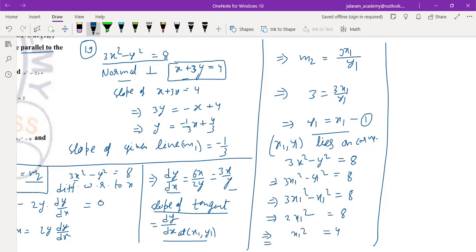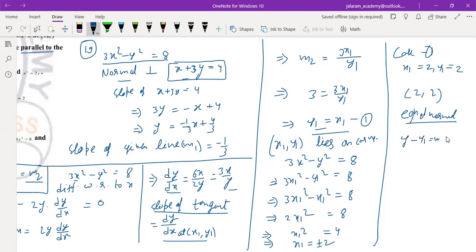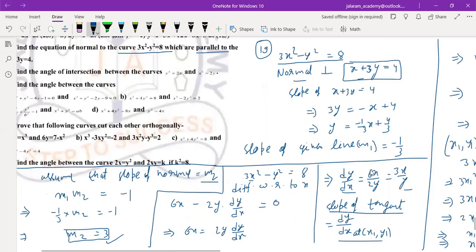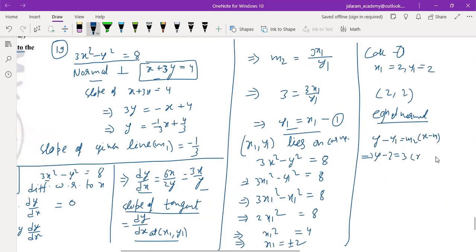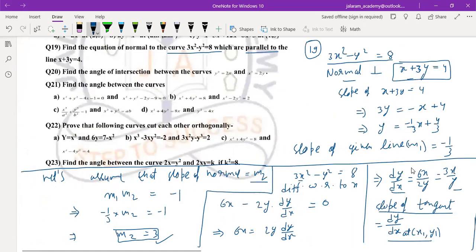x1 square equals 4, and so x1 equals plus minus 2. So case 1, when x1 equals 2, y1 is equal to x1, so it is also 2. Point of contact is (2, 2). So equation of normal, which we have to find, is y minus y1 equals slope of normal m2 into x minus x1. That is y minus 2 equals m2, m2 is 3, into x minus x1, which is also 2.